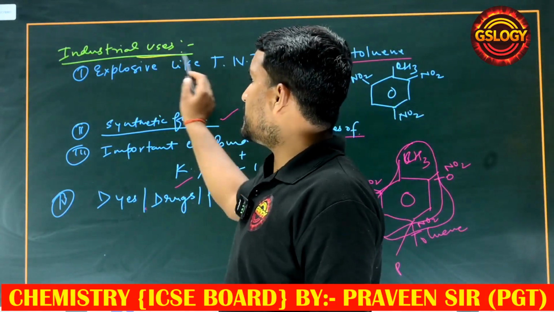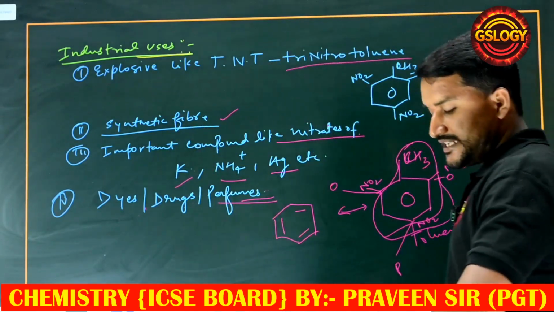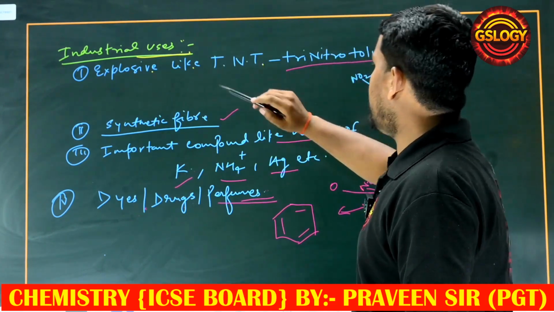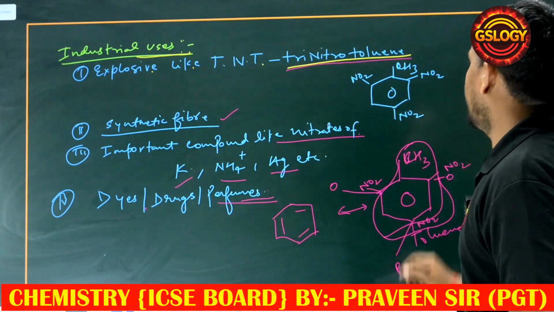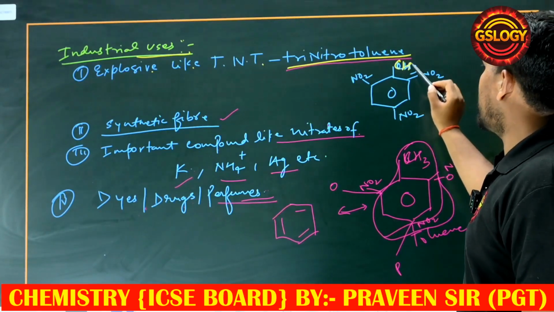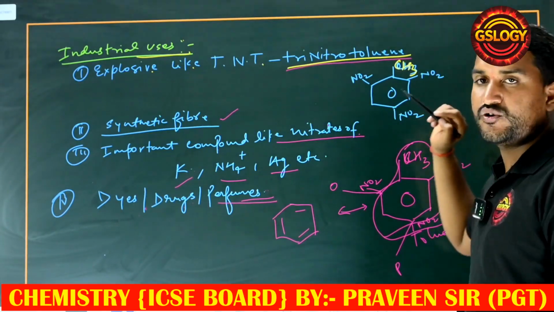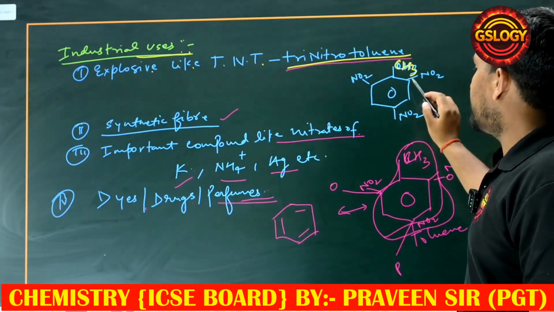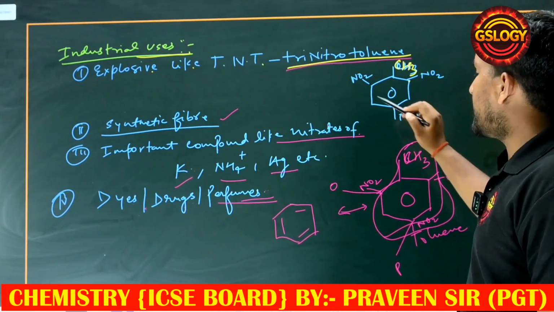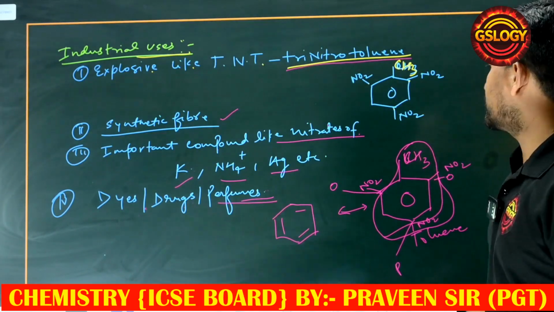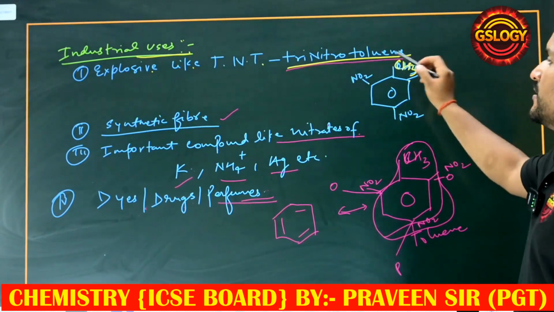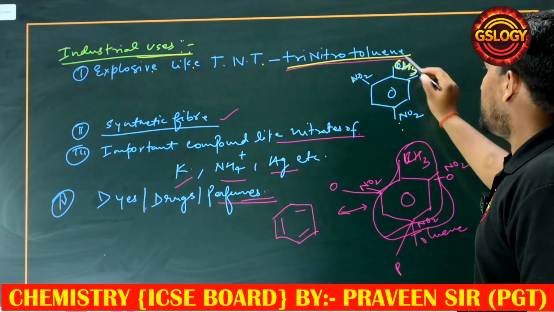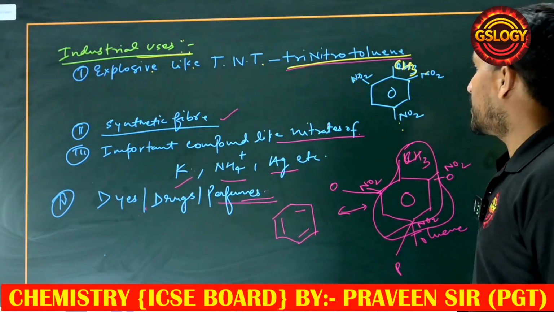Next, industrial uses of nitric acid. Explosives like TNT, trinitrotoluene. And toluene is what? A CH3 group attached directly to the benzene. TNT has tri, 1 2 3 trinitro groups, and the parent group is called toluene.